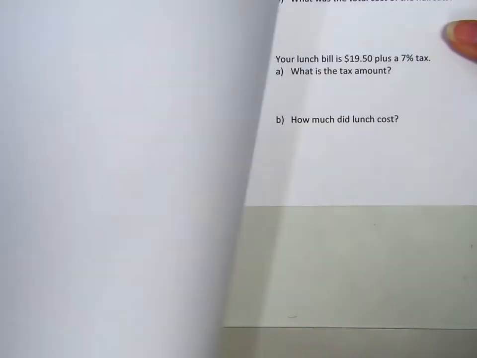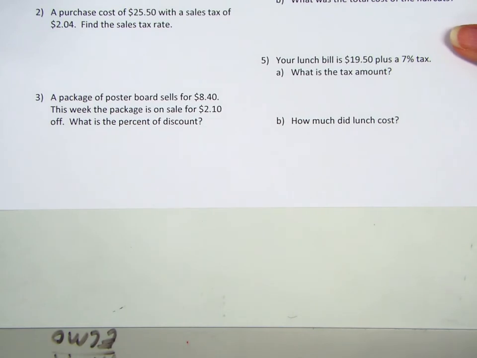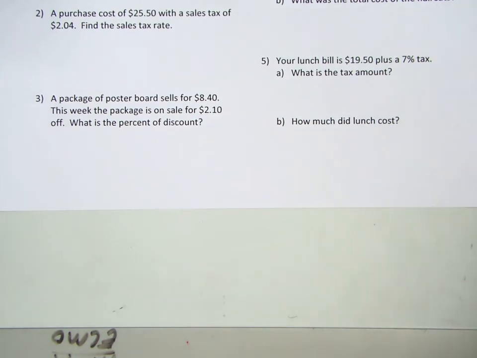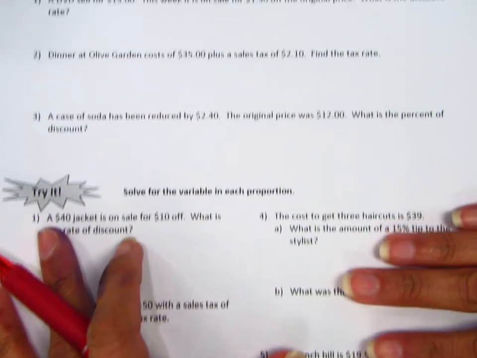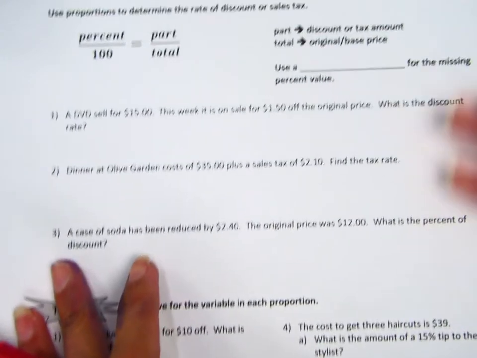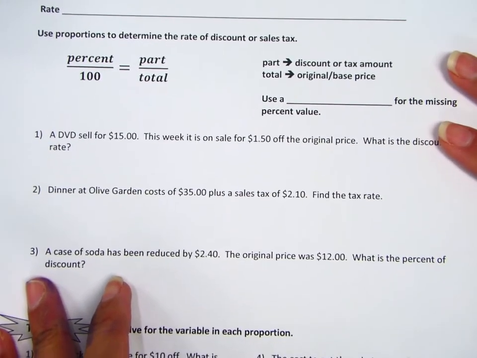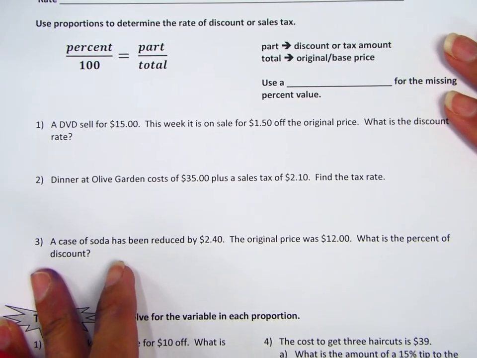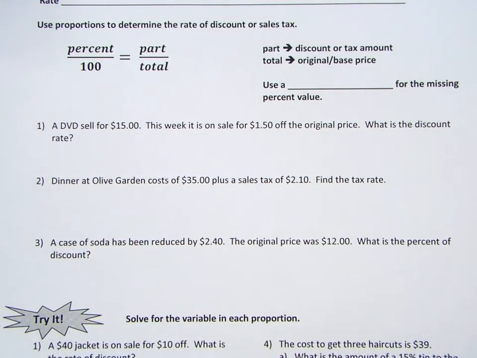So let's figure out what is the percent that we are discounting or that we are taxing. So on the back side of your paper, we have a proportion. And we need to figure out how we are going to find that tax amount or that discount amount using this proportion.